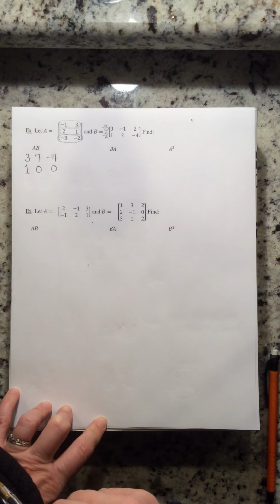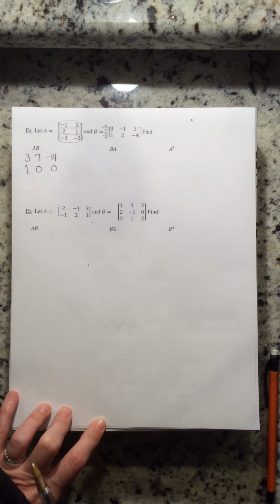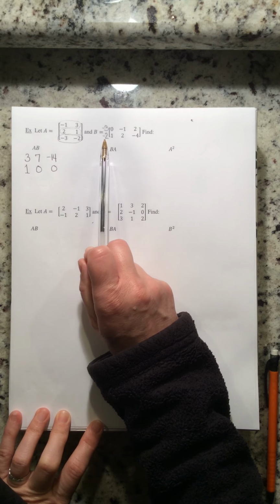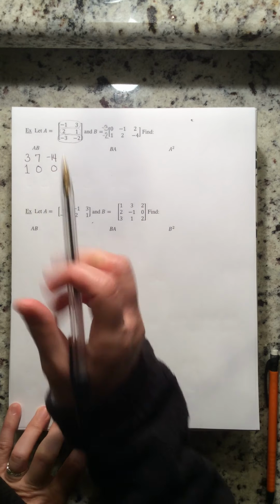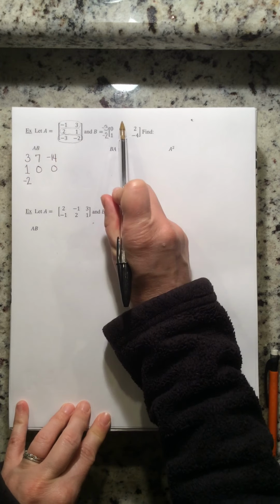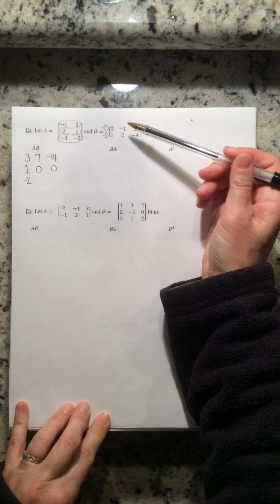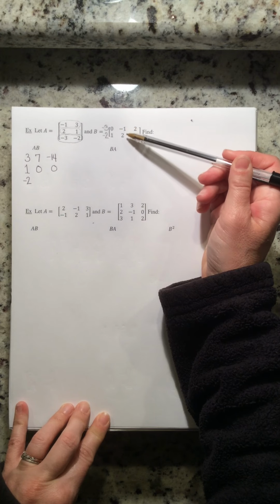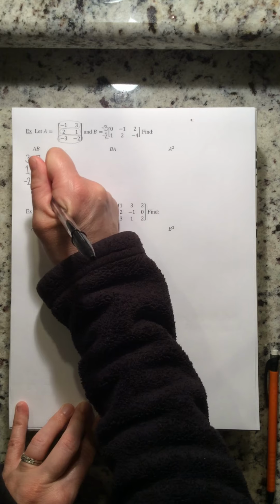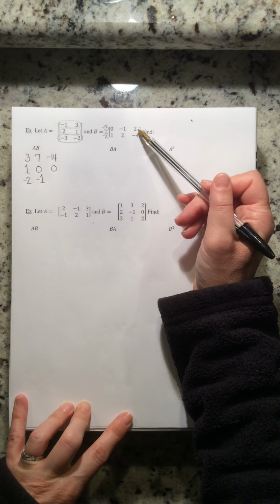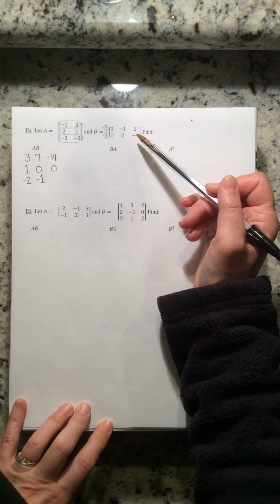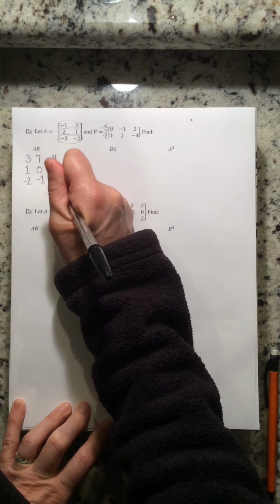Taking that -3, -2 and multiplying by the first column, I'm getting 0 plus -2. 0 plus -2 is -2. Moving on to the second column, I'm getting 3 plus -4, -1. Finally, the last column, -6 plus 8 is 2.